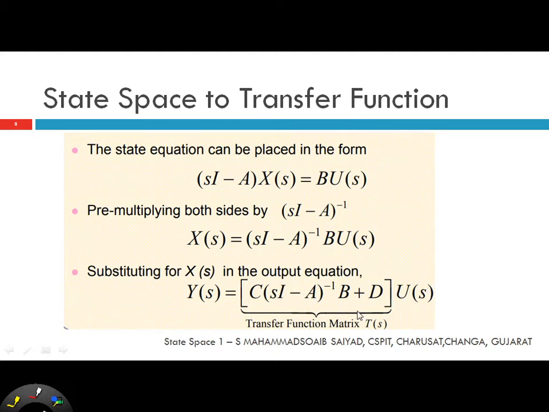This particular equation is also known as the transfer function matrix. It might happen that you will be asked in the examination to find the transfer function matrix or the transfer function, so you are supposed to find this equation. For converting a state space equation into a transfer function, you have to remember this equation: C (sI minus A) inverse B plus D. The state equation is given to you and you are supposed to find the transfer function. Let us take an example on this.